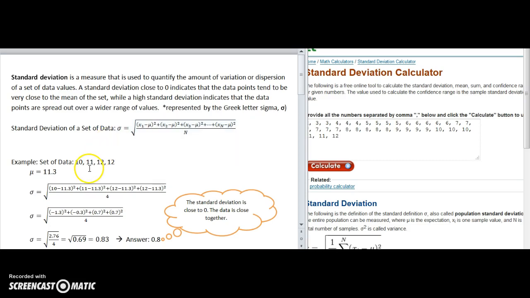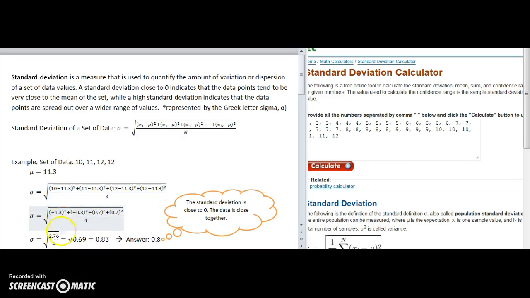Here's an example. Let's say I have a set of data, the values being 10, 11, 12, and 12. We can see that there are only 4 numbers, so my data set is size 4, and those numbers are close together. I've already calculated the mean and rounded it to 1 decimal place. The mean was 11.3. Using the formula, I have the standard deviation, or sigma, equals 10 minus 11.3 quantity squared plus 11 minus 11.3 quantity squared, and so on.